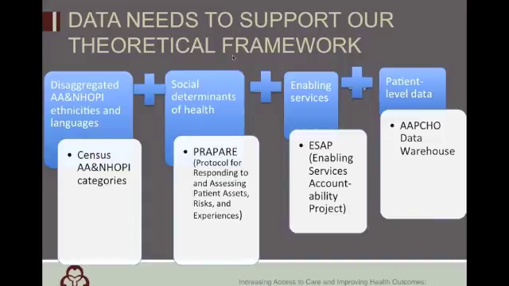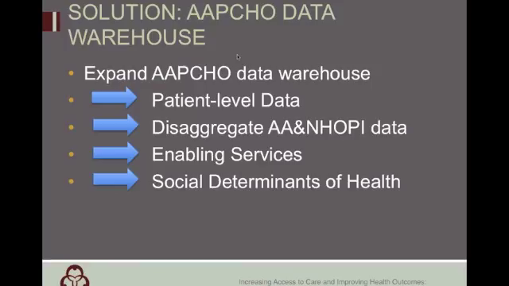So to be able to prove this theory, we need to collect and document appropriate data. First, we all need to collect and advocate for the collection of disaggregated AA&NHOPI data. We know, at least those in the AA&NHOPI world, that aggregating AA&NHOPI data really does a disservice to these populations as a whole.